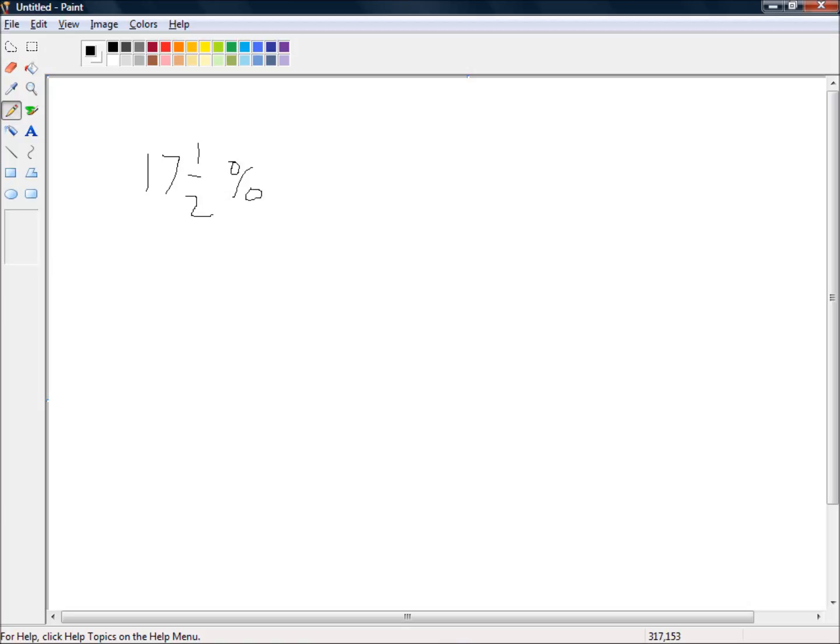Well, the first thing we can do is say that that's equal to 17.5 over 100. And so we need to get rid of this half on the top, and the easiest way to do that is to multiply the numerator by 2. So 17 times 2 is 34, a half times 2 is 1, so that's 35. If we multiply the numerator by 2, we need to multiply the denominator by 2, so that's 35 over 200.